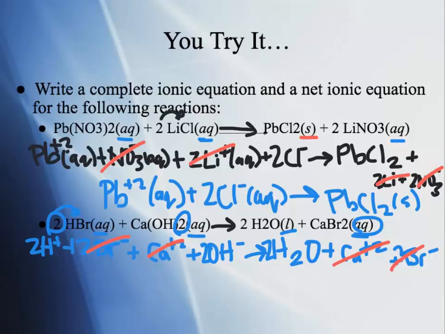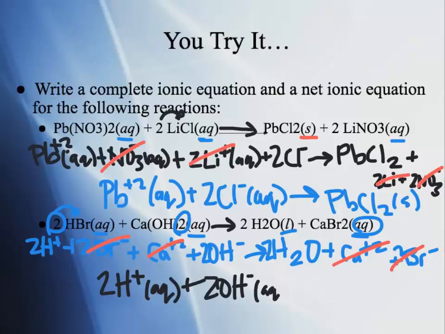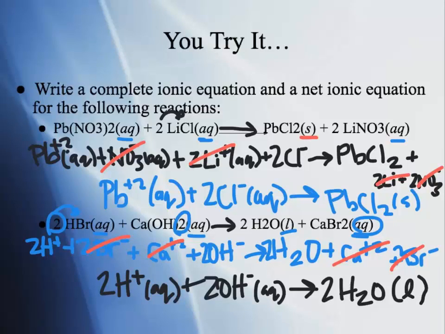And so what are we left with? We're left with 2 hydrogen ions in the aqueous form. We're left with 2 hydroxide ions. And they are going to come together to make water in the pure liquid form. Bam! There is our net ionic equation.